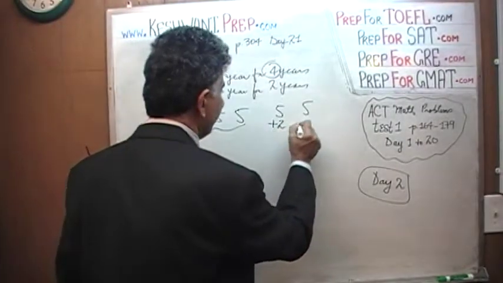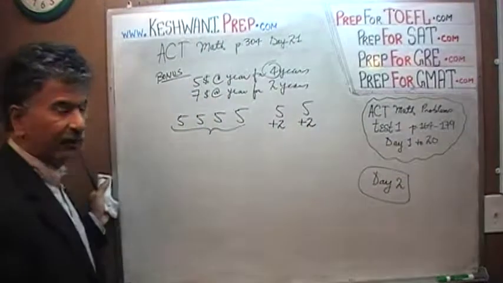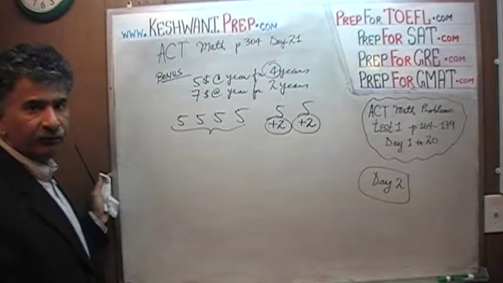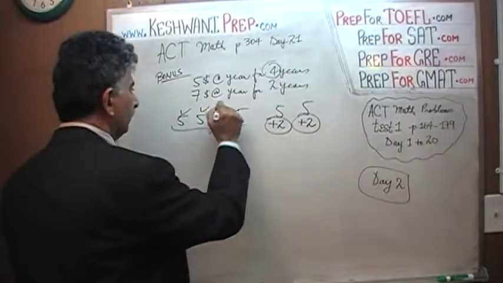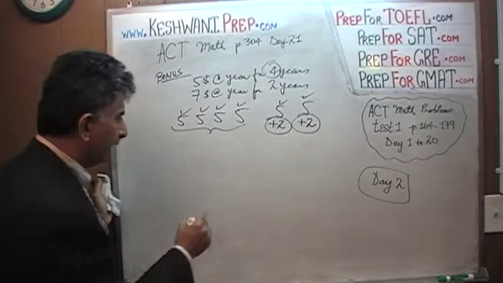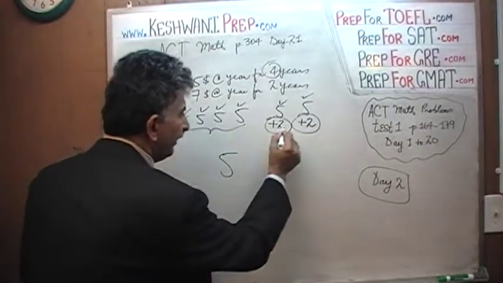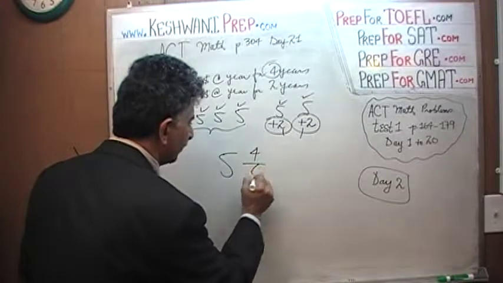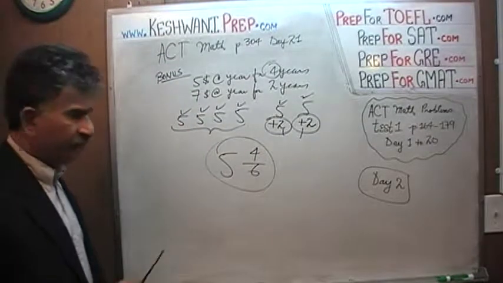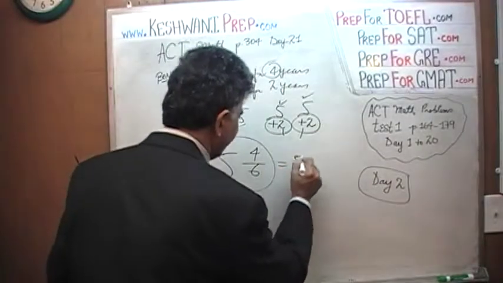We have 2 additional dollars here, 2 additional dollars here. We have 4 additional dollars to be spread over how many years? Over 1, 2, 3, 4, 5, and 6. To be spread over 6 years. That's it, we are done. So the average is 5, and then these 4 additional dollars spread over 6 years. There you go, that's your answer. Of course, you can't leave it like this, you have to simplify it. So the final answer is 5 2/3.